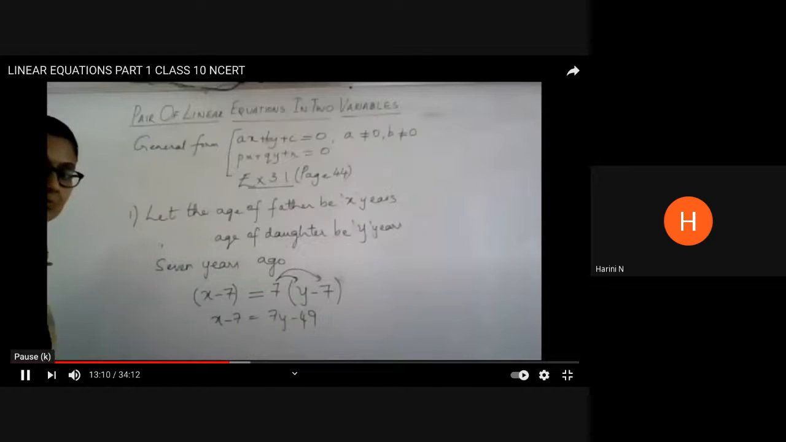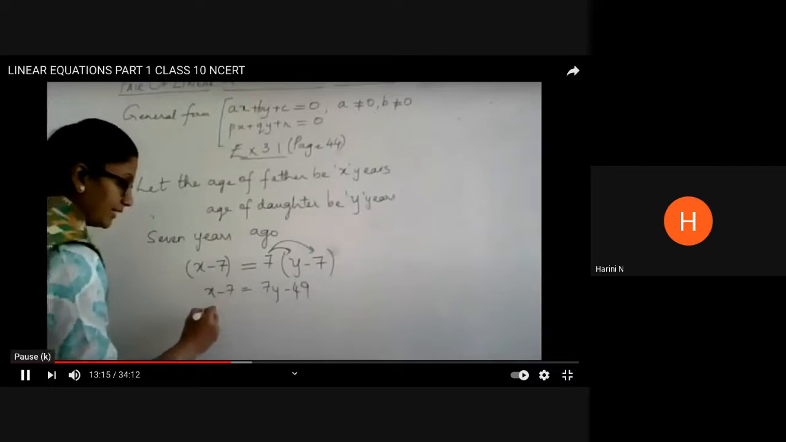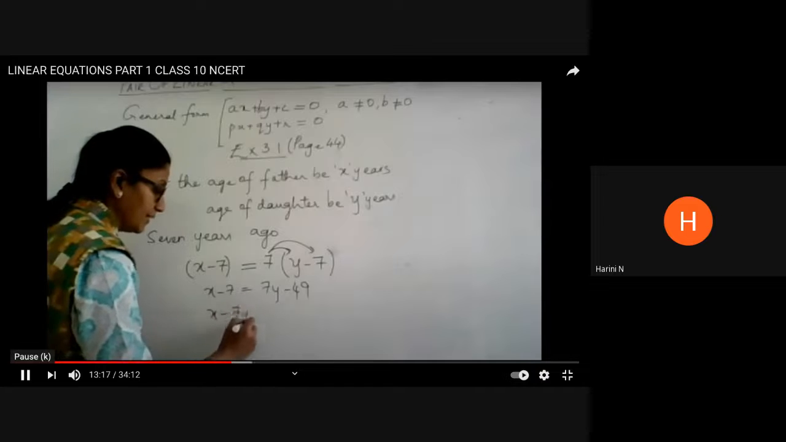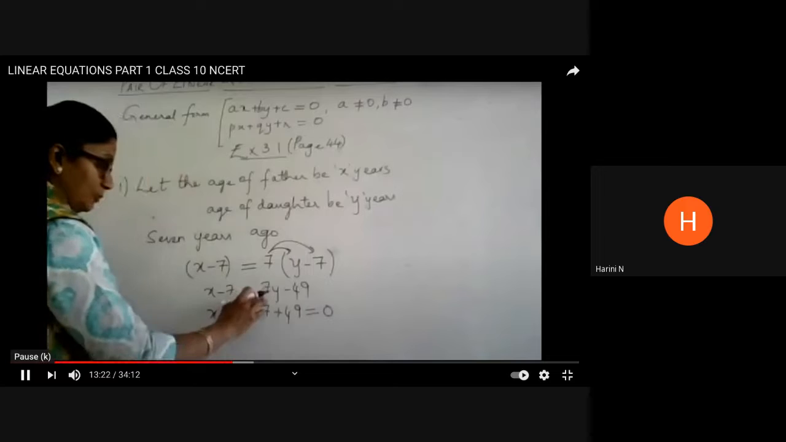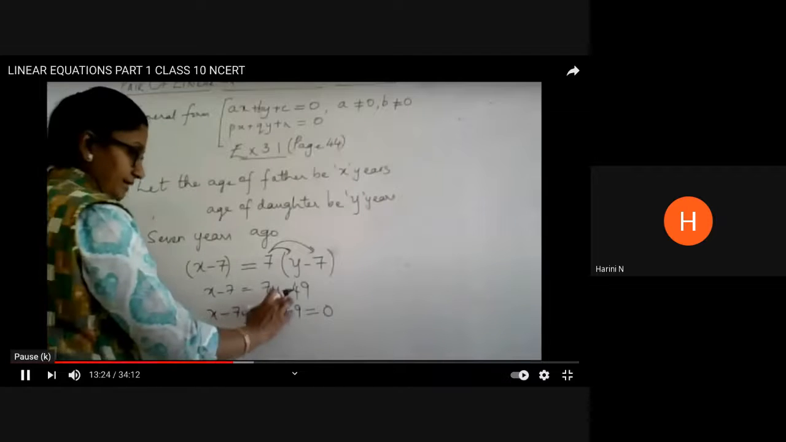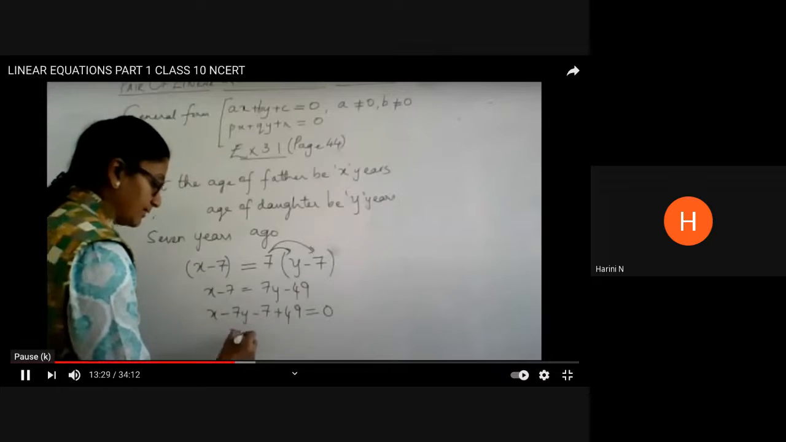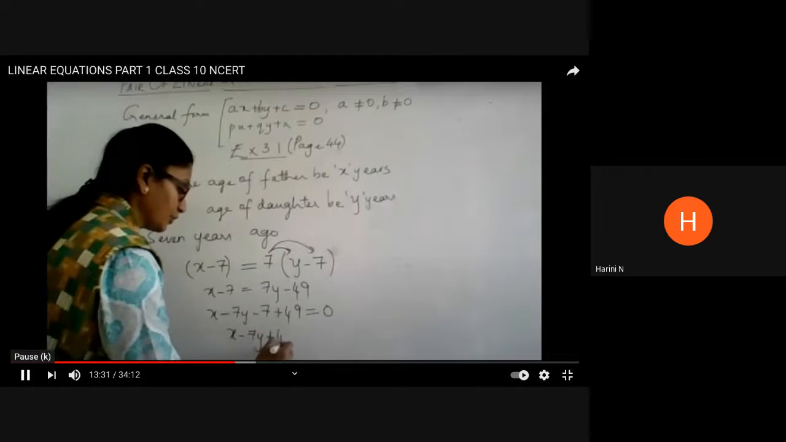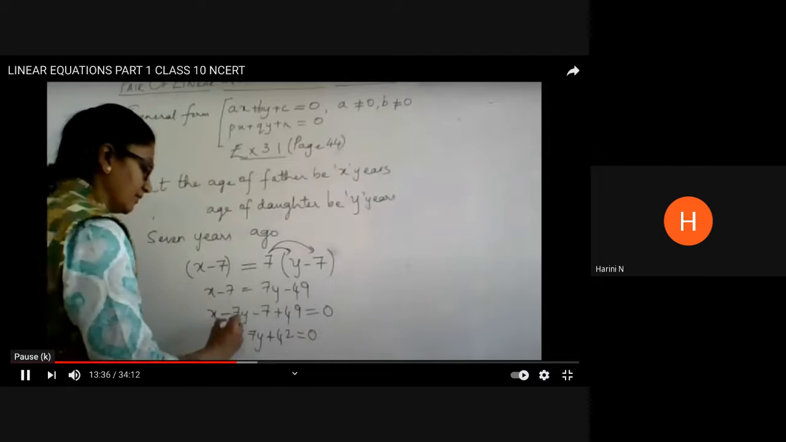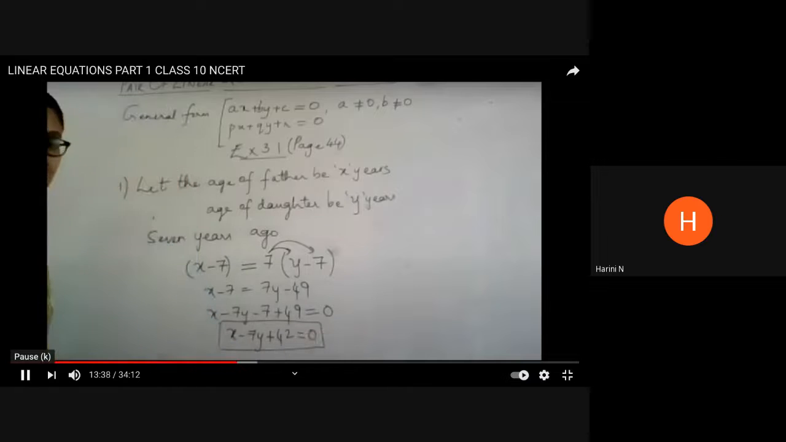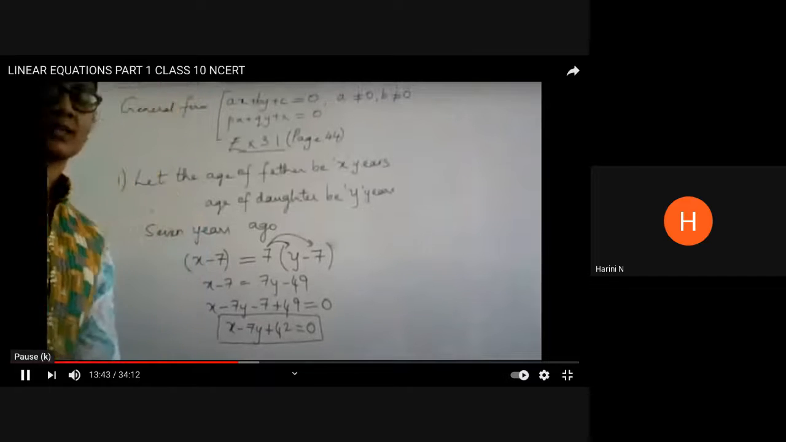So after the transposition, when you transpose it to the left hand side, you get X minus 7Y minus 7 and a positive 49. Transpose the positive 7y as negative 7y, the negative 49 as positive 49. Or in other words, it will become X minus 7y plus 42 equals 0. Right? So this is the first equation that I have got. X minus 7y plus 42 equals 0.